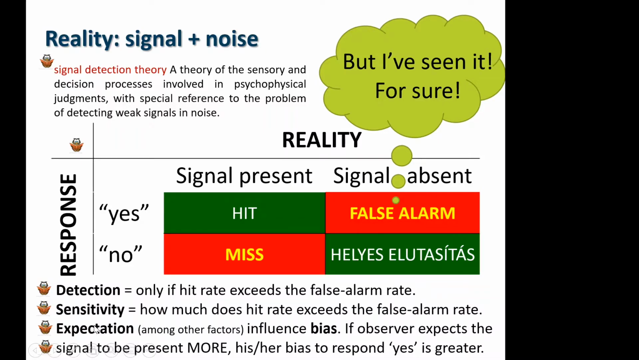Also, we have expectation. That's a different story, because among other factors, expectation will influence what we call bias. If, for example, the observer expects the signal to be present more, for example, doctors are very, very sensitive to finding the problems, right? Because if they don't, then that's a jail issue. So they have a bias to respond yes, raising their false alarm rates. So these are important points to understand in signal detection theory.